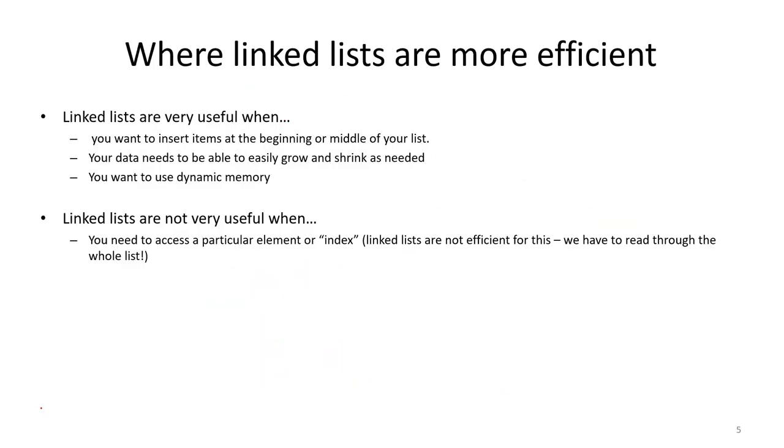So when would we want to use a linked list instead of something like an array or a different kind of data structure? Linked lists are very useful to store data if you know that you need to insert items at the beginning or in the middle of your list, or in cases where your data needs to be able to grow and shrink as needed. Also, if you want to use dynamic memory, linked lists are a very good option. But remember, every tool has its advantages and disadvantages.